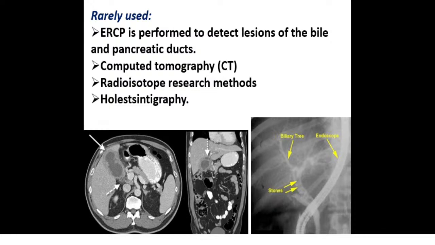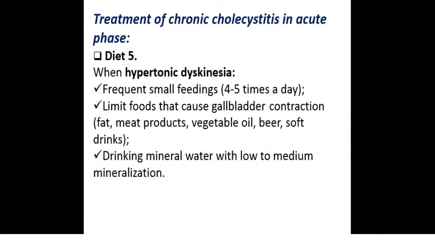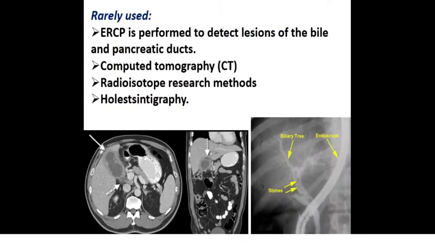And very rarely we can use endoscopic retrograde cholangiopancreatography, and we can determine where is the stone, because the stone may be in a different part of the biliary system, and if we do this method we can determine where is this stone. And also we can use computer tomography and radioisotopic method, and cholecystography.